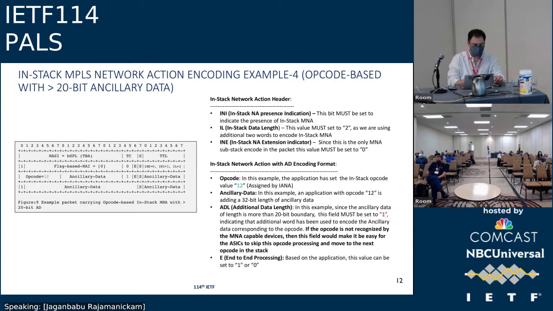Also, in some cases the mid nodes may not implement a specific opcode. If they don't implement those specific opcodes, then they can skip them and go to the next opcode. For that, this field could be very well used by the ASICs. For example, if opcode 12 is not supported by a mid node, with the ADL field at 1 it knows that the second word is not being used, and it can skip to the third word and start processing the next opcode available in the stack. That is very helpful in skipping unknown opcodes and processing the data. Similarly, E will be set based on end-to-end or hop-by-hop processing.